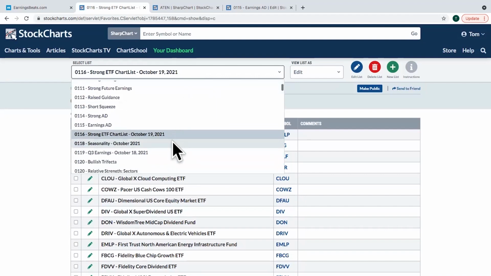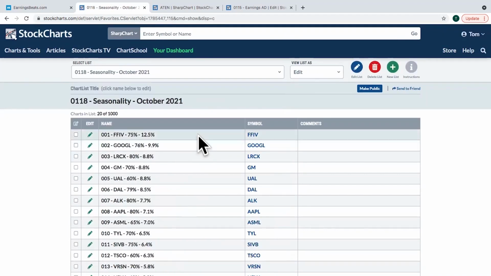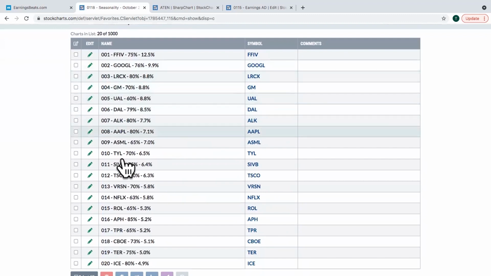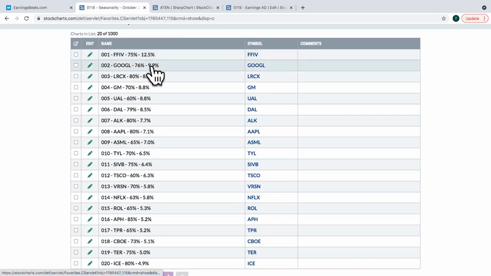All right, I mentioned seasonality. Well, here is your seasonality chart list. So you've got these, I rank them 1 to 20. Now this is for October. I'm getting ready to do the same thing for our members for November. But here's your top 20. This tells you of the last 20 years, 75% of those years, FFIV has gone higher. And for the month of October, the average going into October of this year, the average October return was 12.5%.